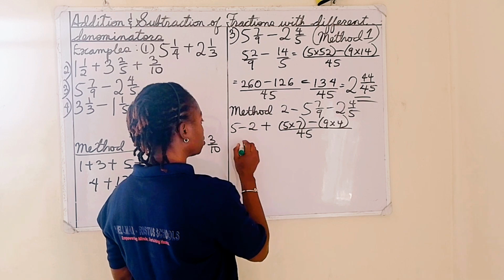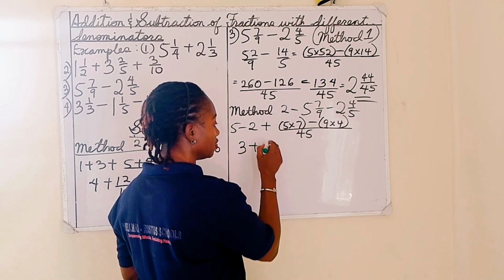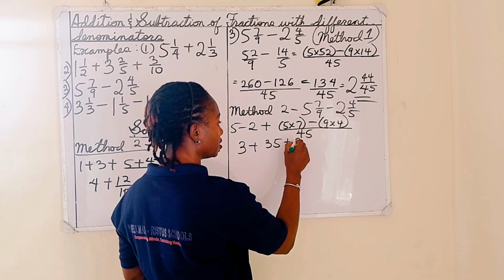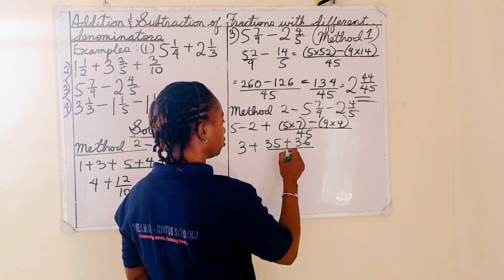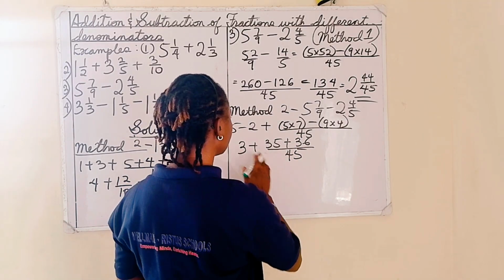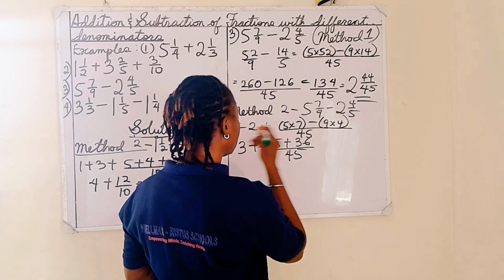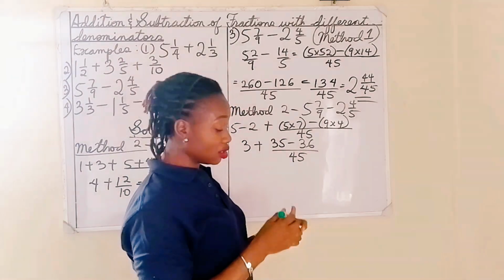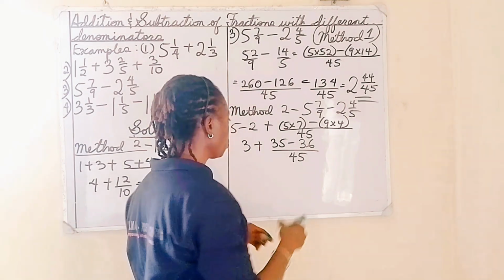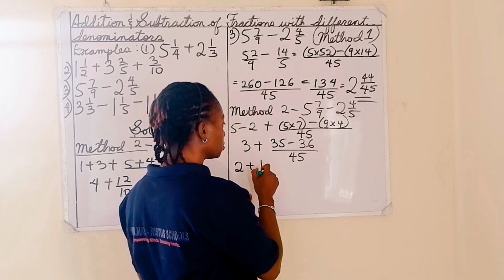So from here, 5 minus 2 is what? 3. Plus 7 times 5 is 35. Plus 9 times 4 is 36 over 45. Right? So from here, we're already saying that we're going to have a negative answer, right? And 3 plus minus 1 will give us what? 2. So we're going to expand it, and this will be 2 plus 1, right?